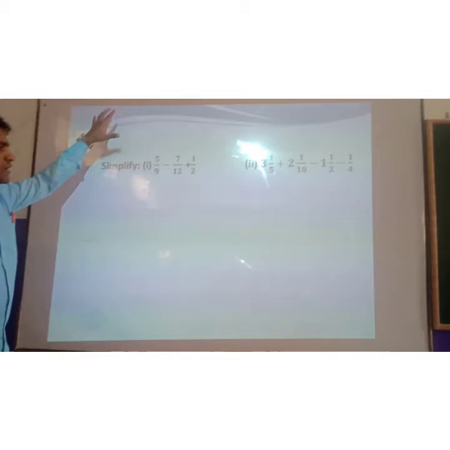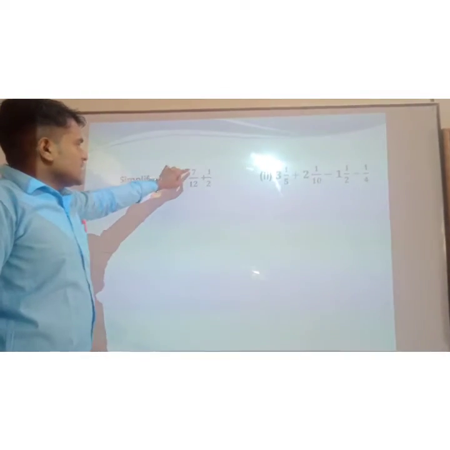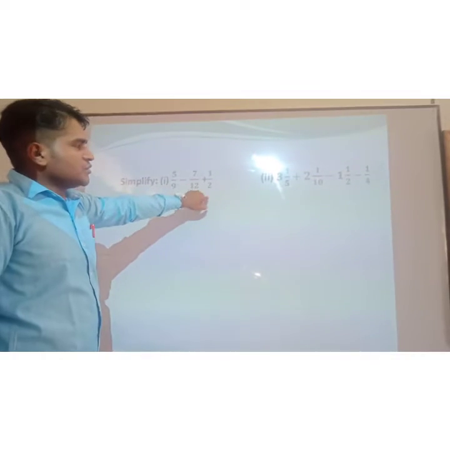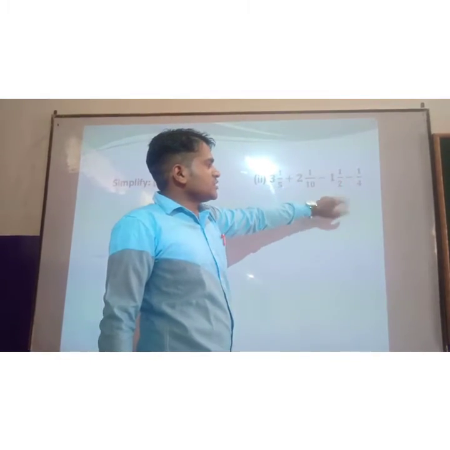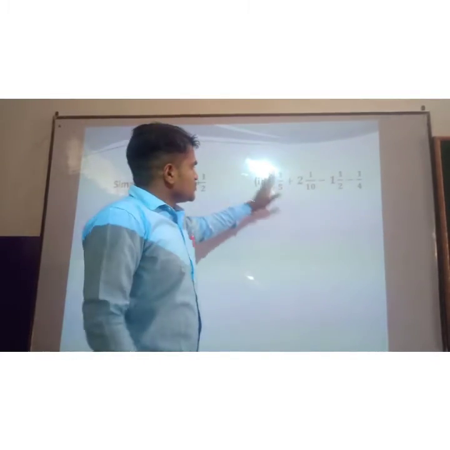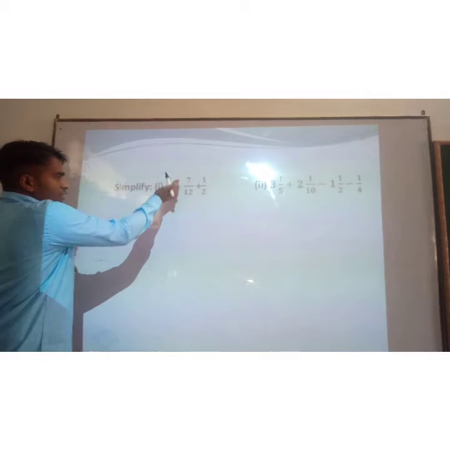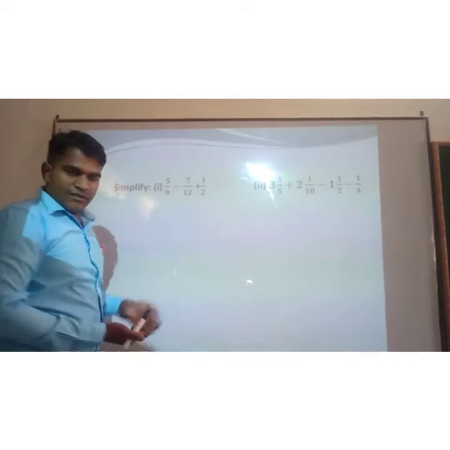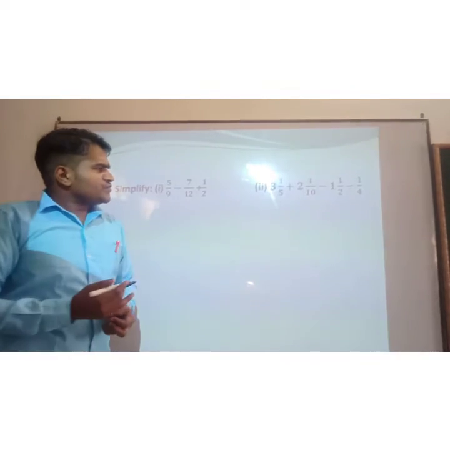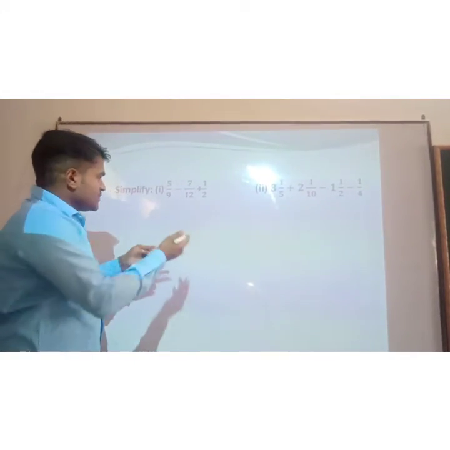Okay. Next is given: simplify 5 upon 9 minus 7 upon 12 plus 1 upon 2. And second, 3 complete 1 upon 5 plus 2 complete 1 upon 10 minus 1 complete 1 upon 2 minus 1 upon 4. We have to simplify this. So how do we simplify it? First, 5 upon 9, 7 upon 12 and 1 upon 2 are given. The BODMAS formula, I hope everybody knows. You can use that, or you can simply do it this way.